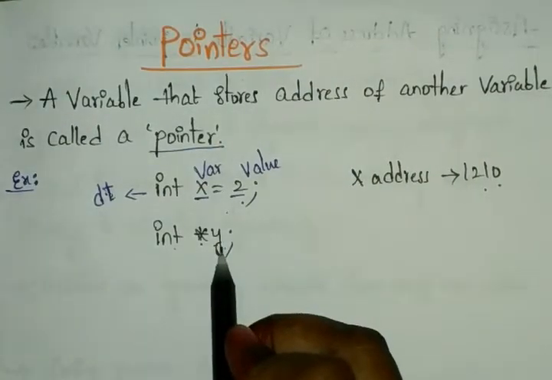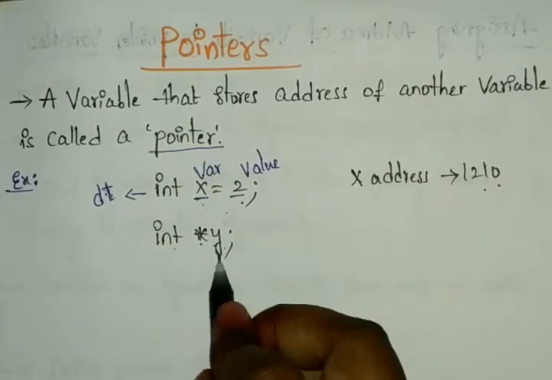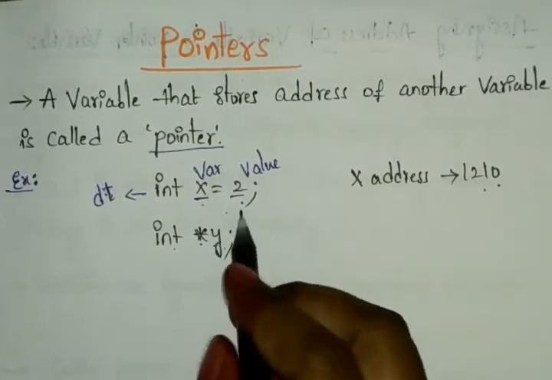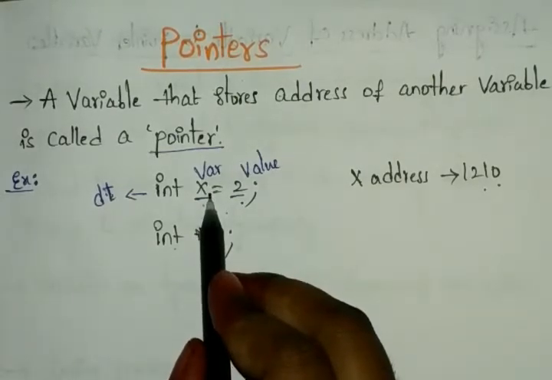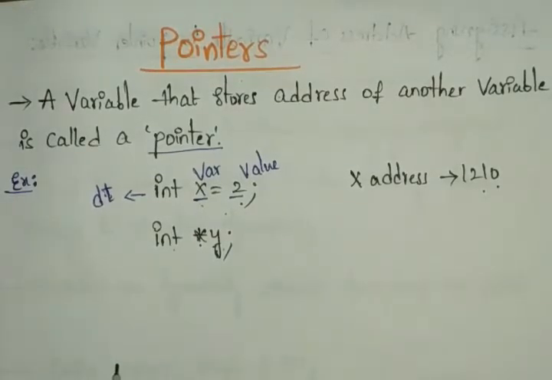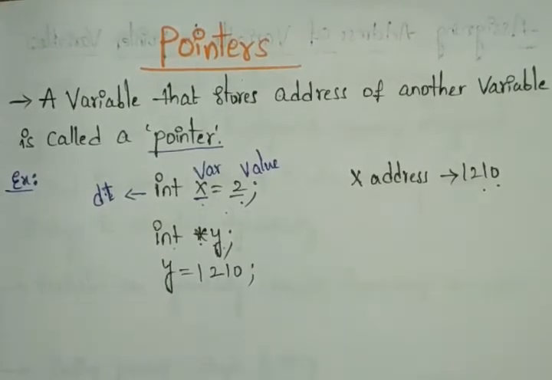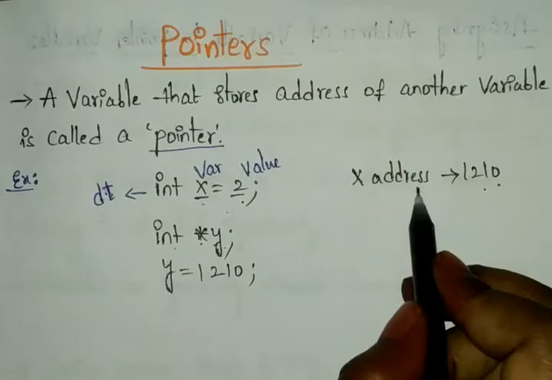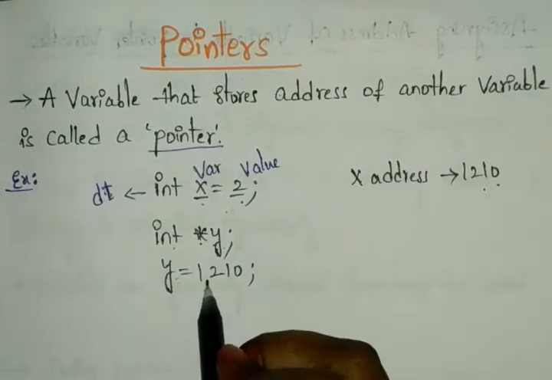So this y variable is storing the address of x. Here you can see this is the other variable. The y value can store the address of x. I am choosing the address of x to be 1210. Just observe clearly: y is taking the address of the other variable, the address of the other variable, right? Here we took y equals 1210.